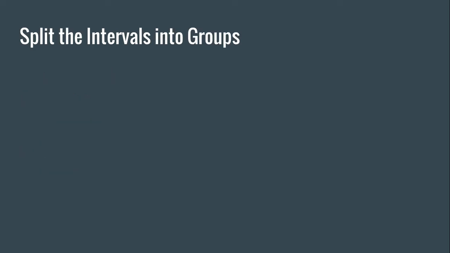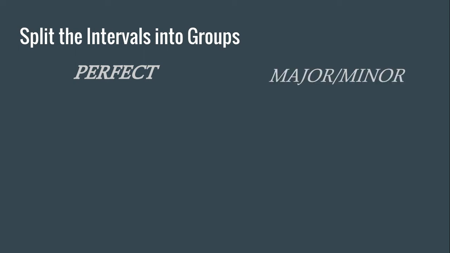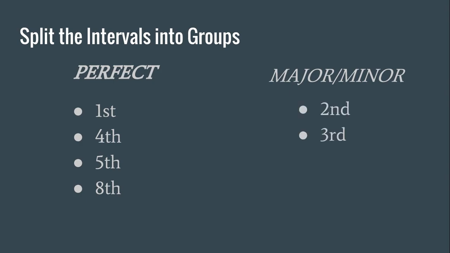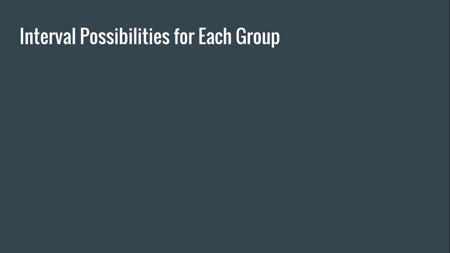And then we took the group intervals and we split them into groups. We had the perfect intervals and we had the major minor intervals. In the perfect intervals, we placed firsts, fourths, fifths, and eighths. And in the major minor group, we placed seconds, thirds, sixths, and sevenths. It's important to remember which group they're in because now we're going to look at the possibilities for the groups.